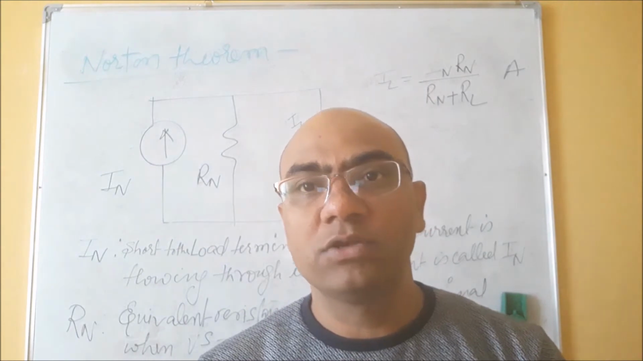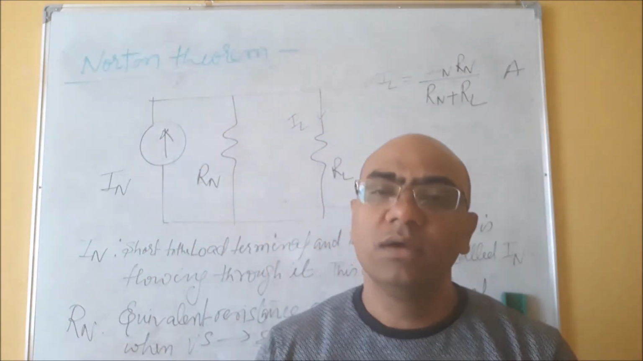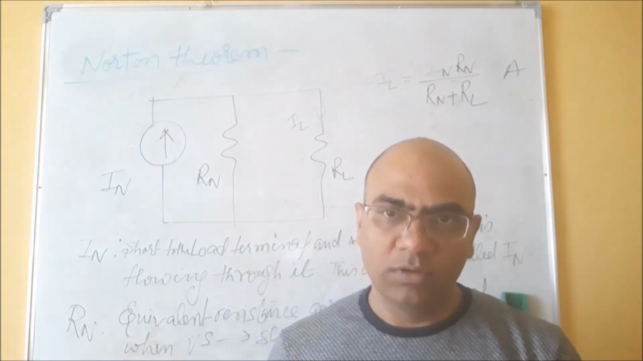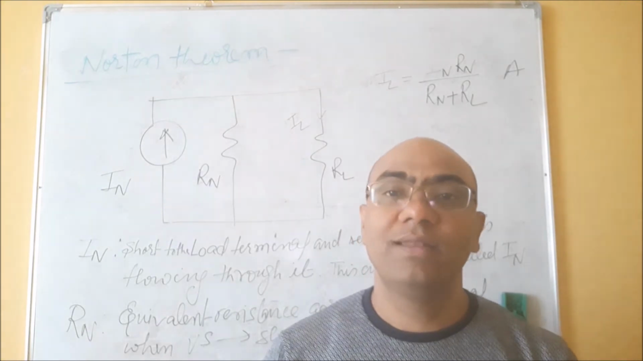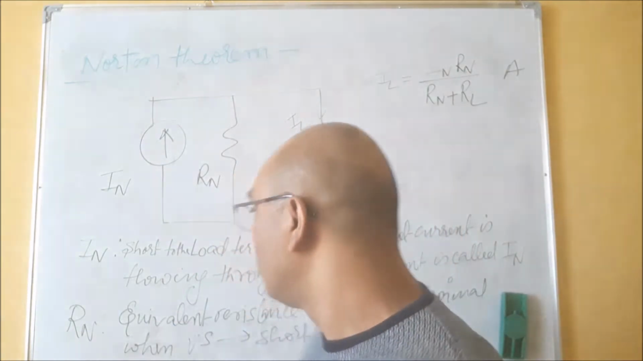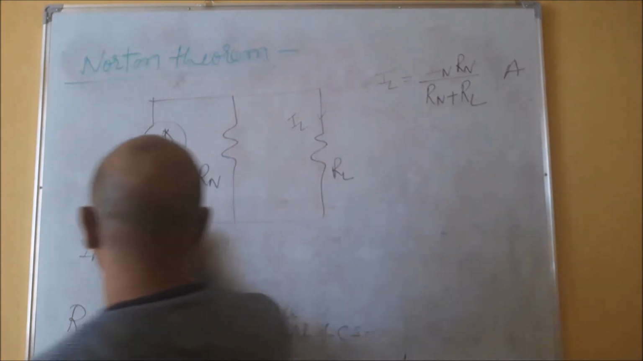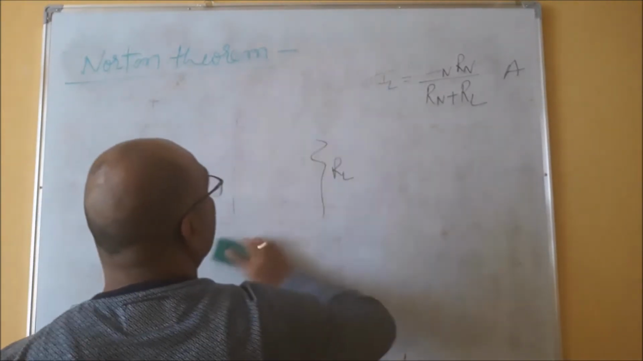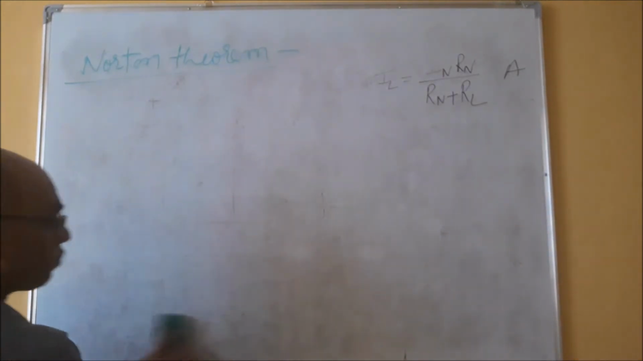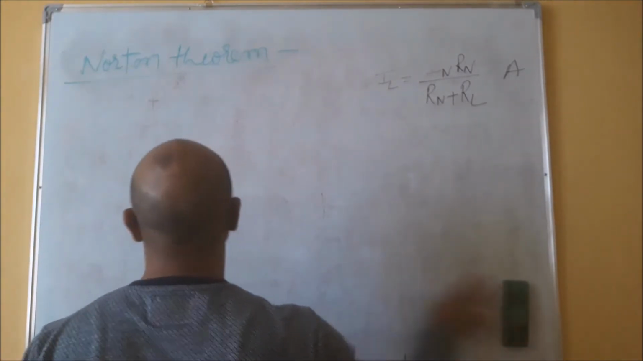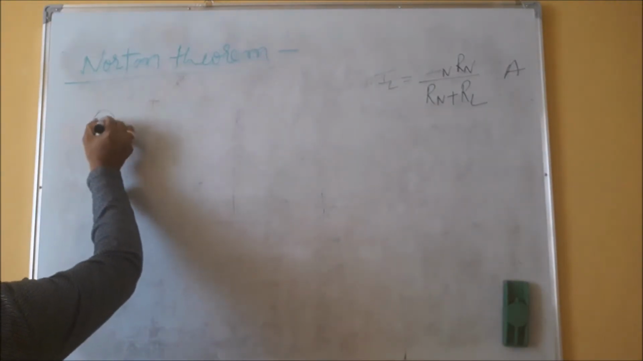Is it okay? So let's see one example and try to understand how we can apply the Norton theorem to find the value of the current in the load terminal. Again I am taking one example. Suppose I have a circuit like this.